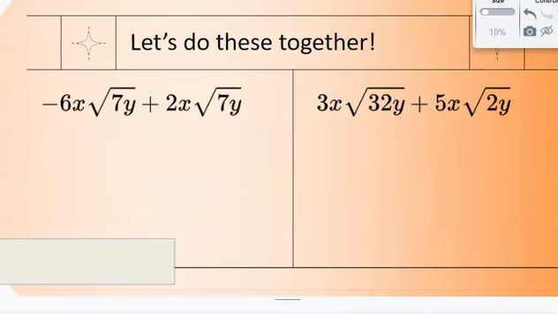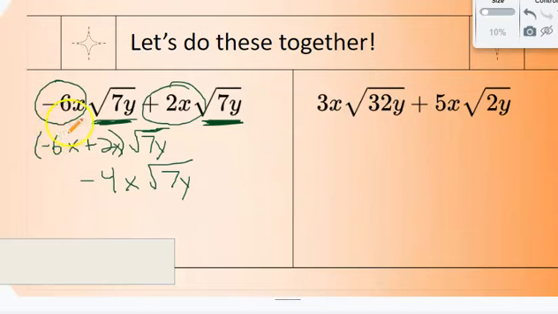Okay, you knew there would be more, right? We're going to do these together. I know they look a little scary, but keep in mind, we're looking for like terms, and these have the same radical. So all we have to do is take the stuff in front and add it together.